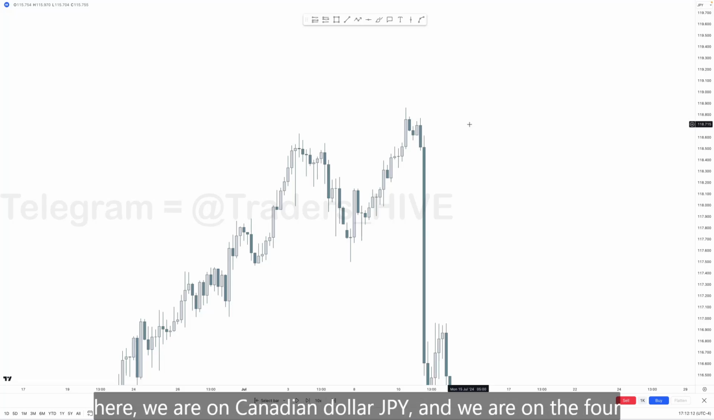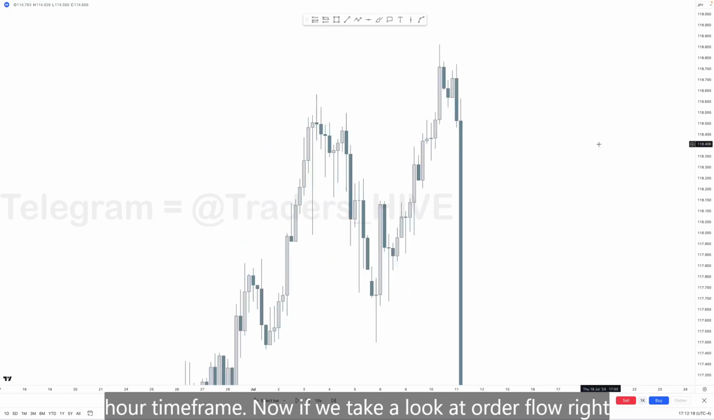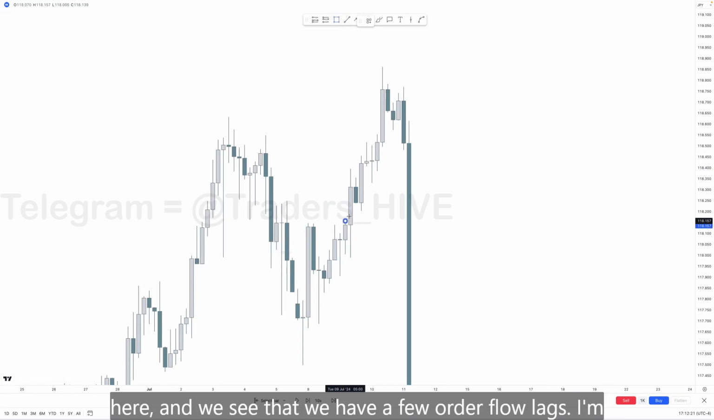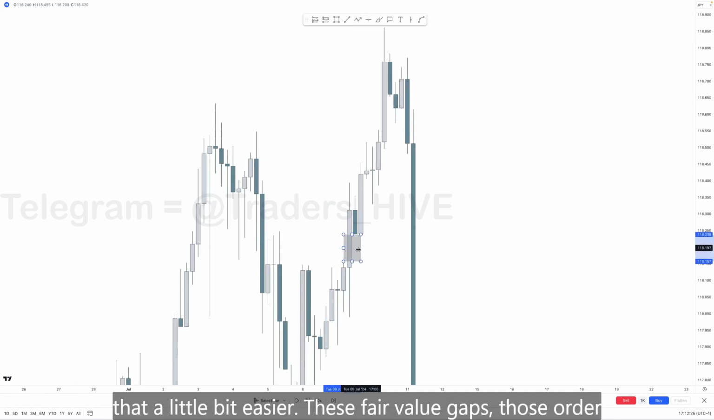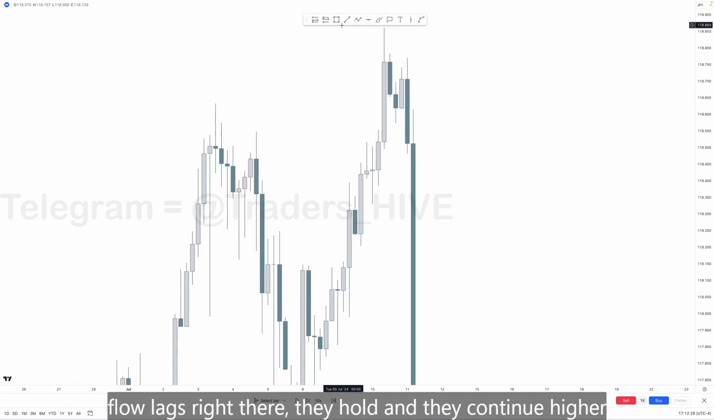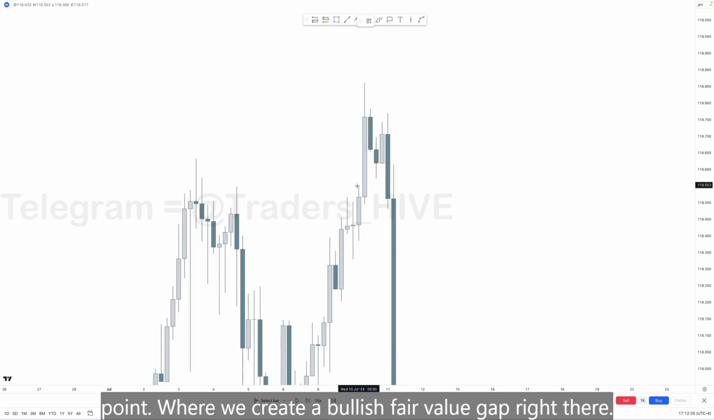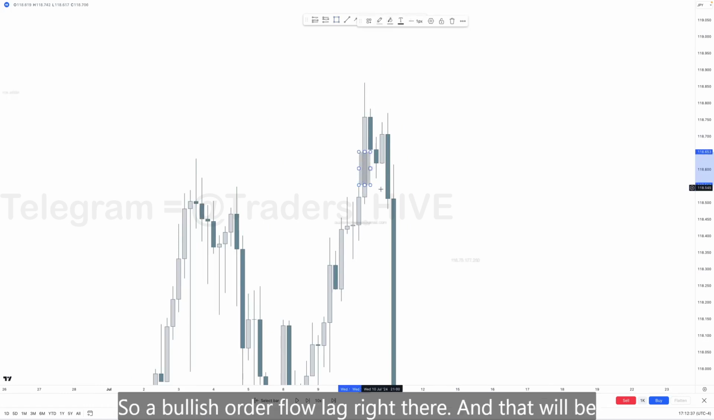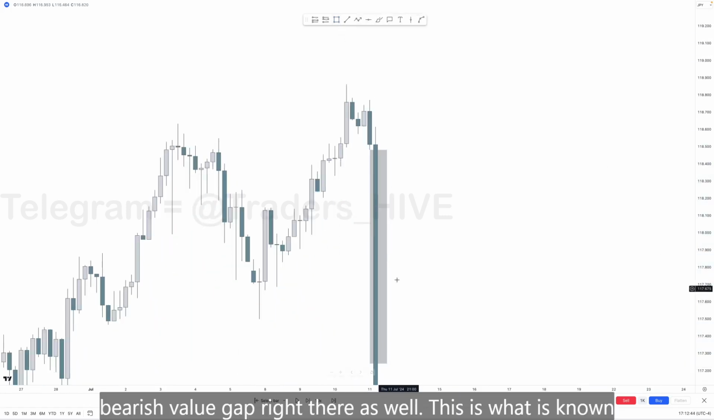So right here, we are on Canadian dollar JPY, and we are on the 4-hour time frame. Now, if we take a look at order flow right here, we see that we have a few order flow lags. I'm going to mark out the fair value gaps just because I find that a little bit easier. These fair value gaps, those order flow lags right there, they hold and they continue higher right there. Now, eventually, we will come to a certain point where we create a bullish fair value gap right there, so a bullish order flow lag right there, and that will be followed by a very aggressive bearish order flow lag, bearish fair value gap right there as well.